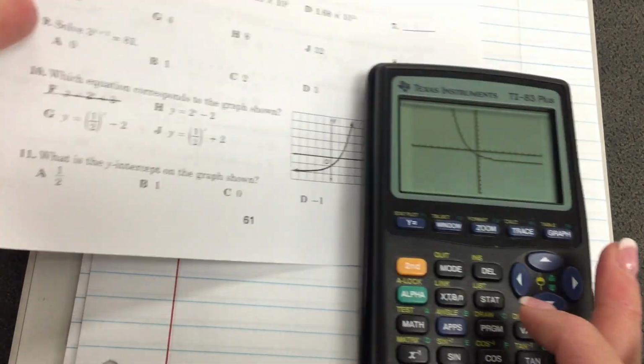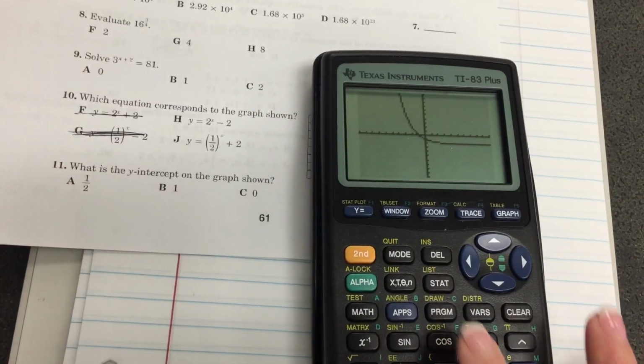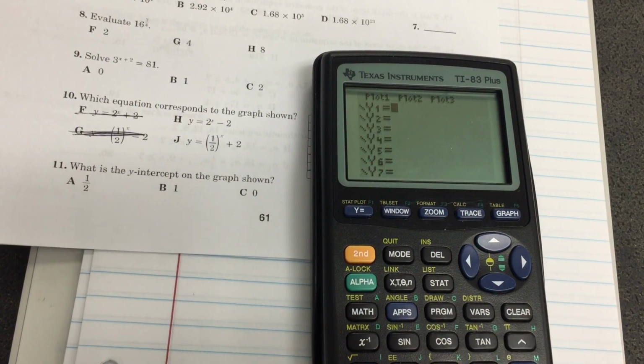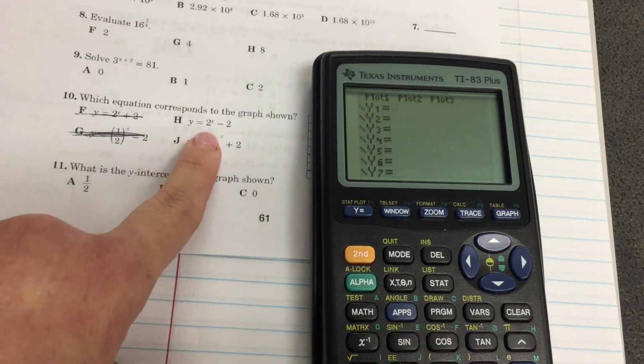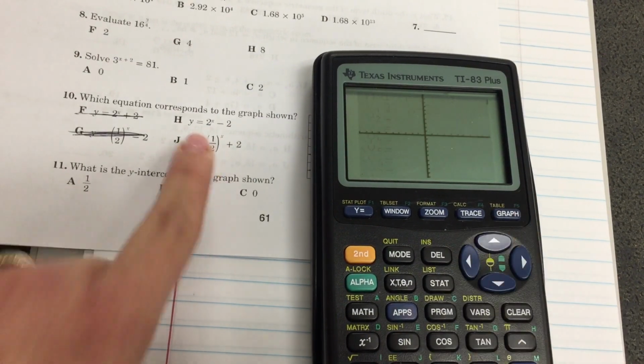Okay, now that one's just going the wrong way, isn't it? Okay, so it can't be G. So go to y equals, clear it out again. Let's look at this next one. 2 to the power of x minus 2, graph.